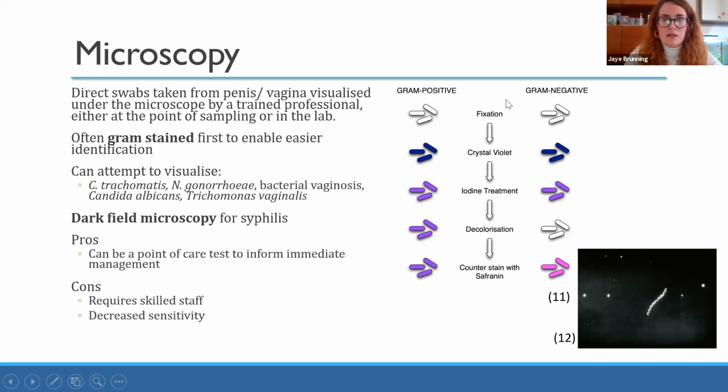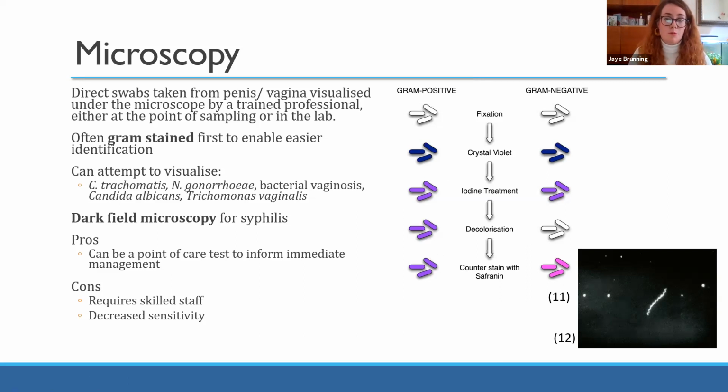I have popped a little reminder of what gram staining is here. Basically, the only thing I'd say that you really need to know, and that I need to know, is that gram-positive bacteria are purple because they have a thicker peptidoglycan wall. So when it comes to decolorization with the iodine treatment, they don't lose their purple, whereas gram-negative have a thinner peptidoglycan wall, so they don't hold on to that crystal violet staining quite so well. So then they get re-dyed with the counter stain. So gram-positive purple, gram-negative pink.